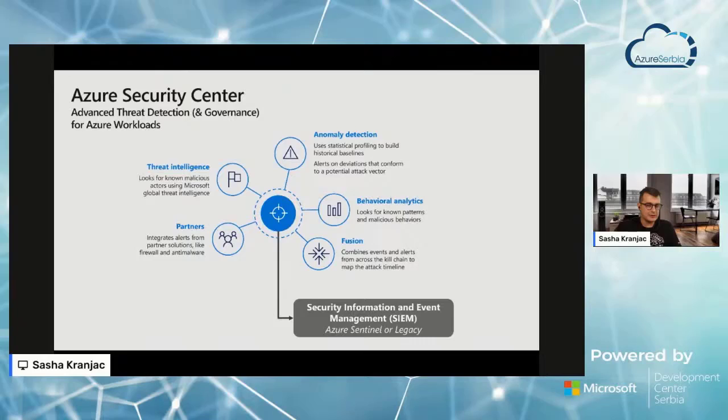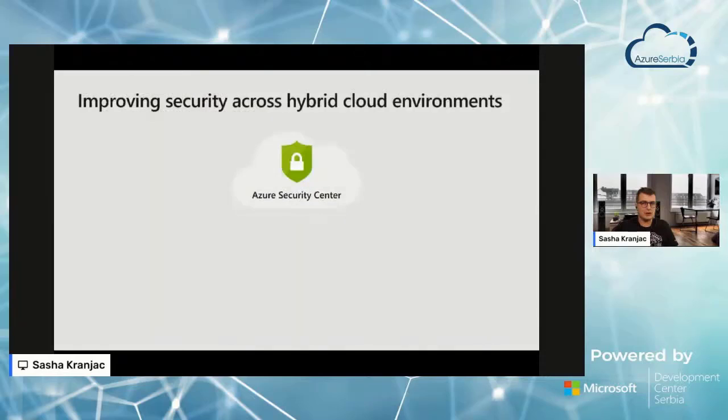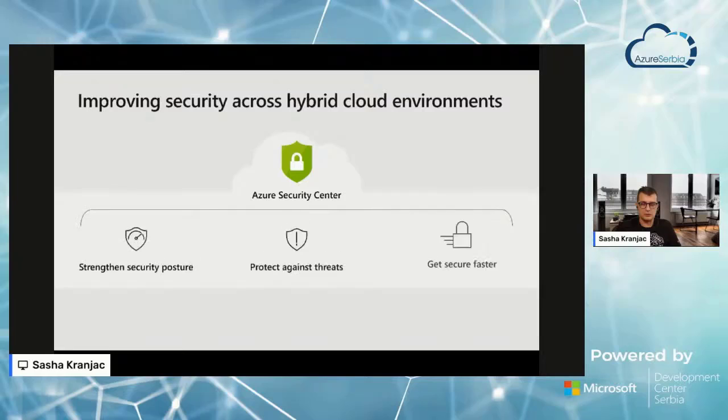And it brings the threat intelligence. It brings the behavioral analytics and anomaly detection, as well as the ability to export the logs and information into the security information and event management, which is SIEM. And that's the Azure Sentinel or any kind of third party. You're able to do that as well. So the Azure Security Center actually does three things generally. It strengthens the security posture and protects against threats, and you are able to get secured faster.